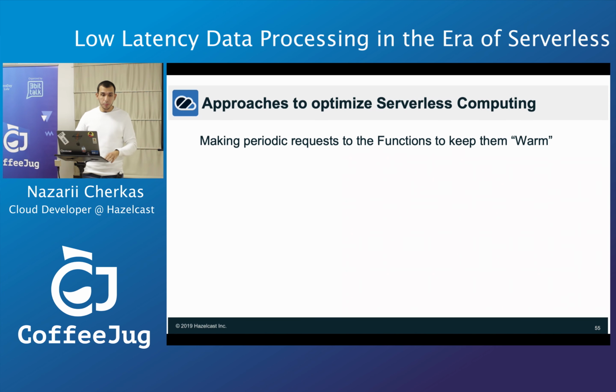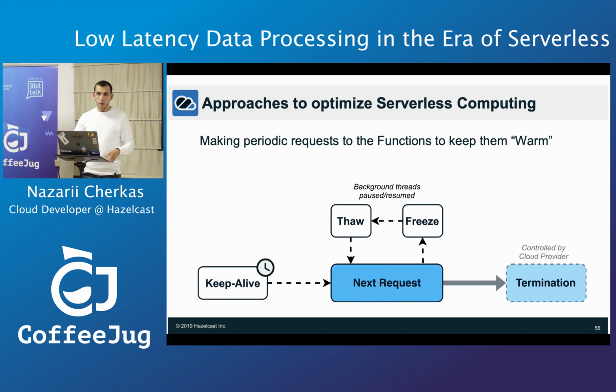A popular approach is making periodic requests to the function to keep it warm. How does it work? Usually we use either a cloud provider service or spin up some agent which makes periodic requests with no business payload, just signaling the cloud provider to prevent function termination. By doing this, we prevent the cold start latency.